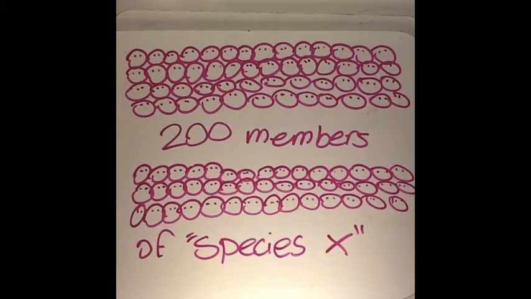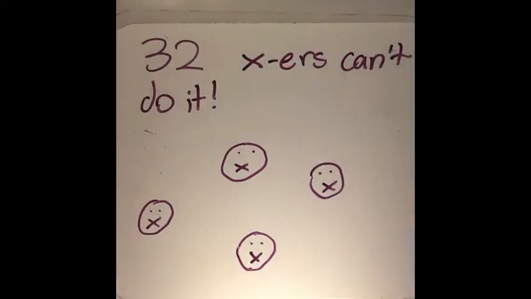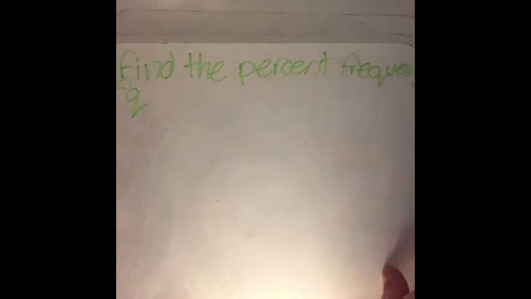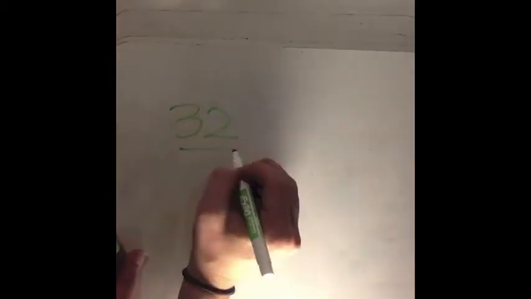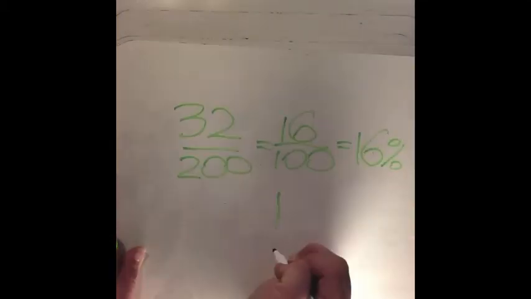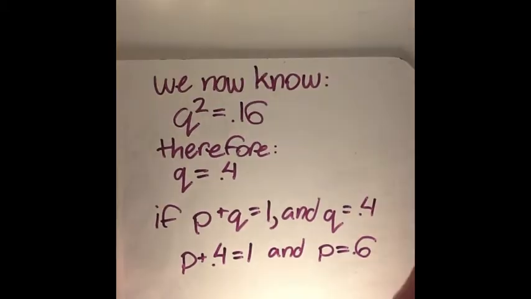Let's say you have 200 members of species X. Tongue rolling is dominant like before, and 32 of them aren't able to roll their tongue. You have to find the percent frequency of q. So 32 over 200 equals 16 over 100, which is 16%. We now know q squared is 0.16. If we find the square root of that, you know q is 0.4, and if p plus q is 1 and q is 0.4, that means that p is 0.6.